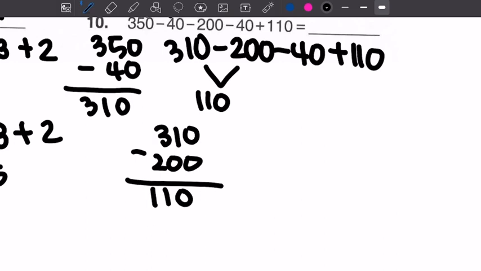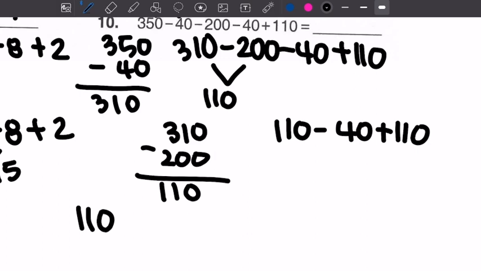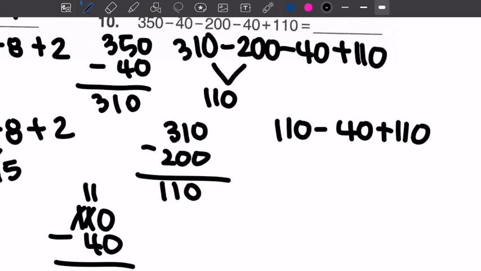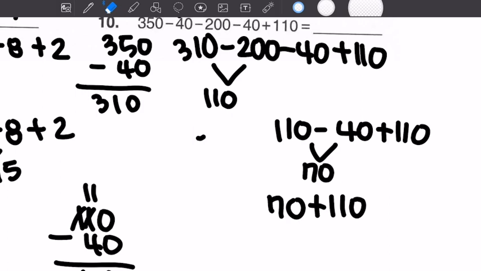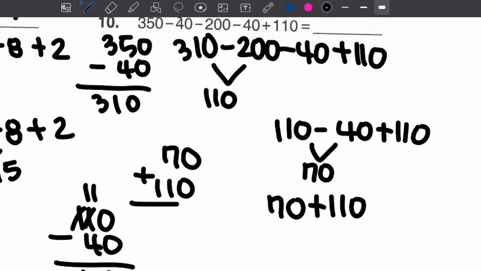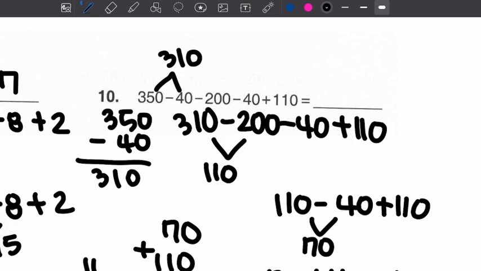And so now we have 110 minus 40 plus 110. And we're going to do these two first because now they're on the very left. So 110 minus 40. Since we cannot subtract 4 from 1, we're going to borrow. And this becomes 11. 11 minus 4 is 7, and 0 minus 0 is 0. So 110 minus 40 is equal to 70. Finally, we have 70 plus 110, and for 70 plus 110, we have 180. Therefore, we know that 350 minus 40 minus 200 minus 40 plus 110 equals 180.